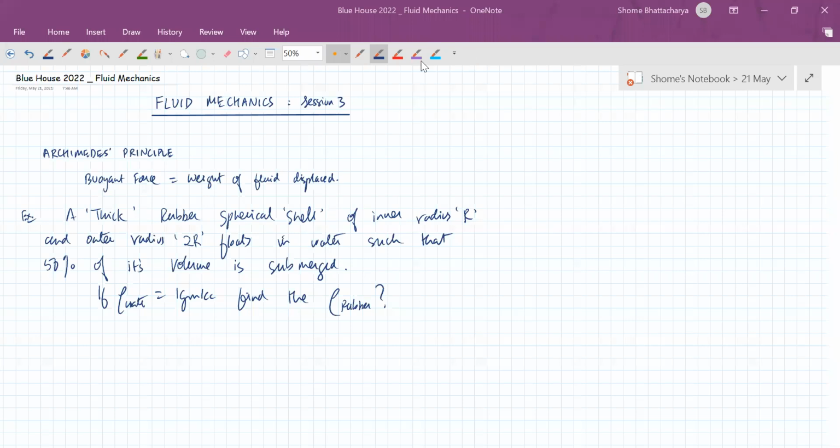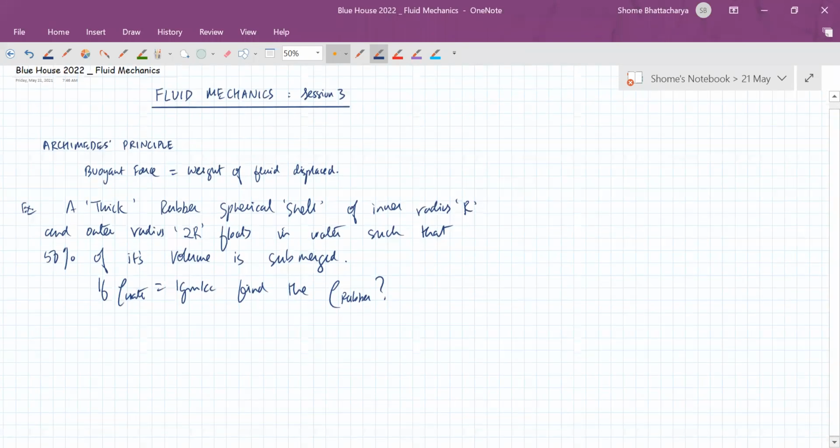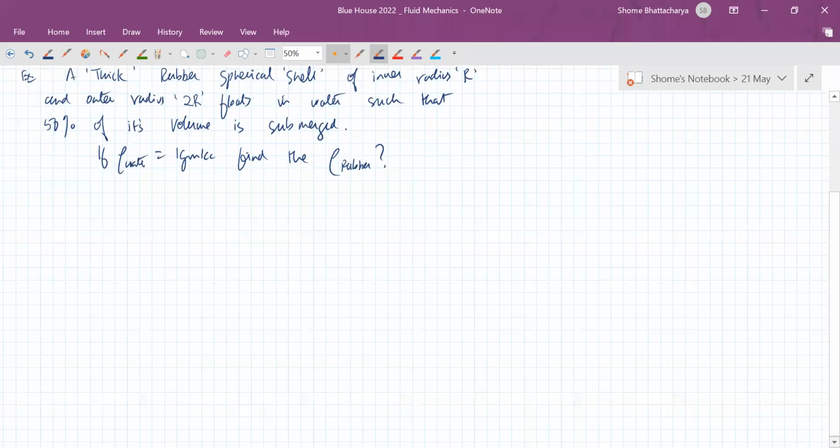No, people, the answer is not 0.5 gram per cc. You have just blindly applied that formula. But remember, I told you that that formula, that volume of submerged part upon total volume is equal to relative density, is applicable for a solid isotropic body. This is not a solid sphere. It's a spherical shell. Anyhow, so I'll explain it now.